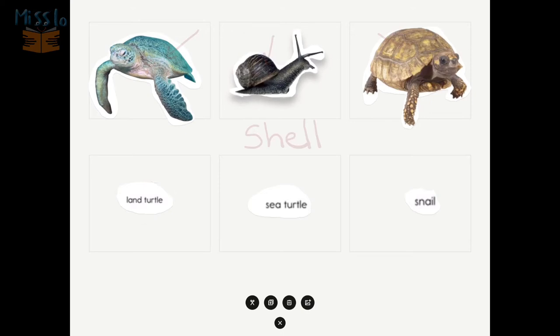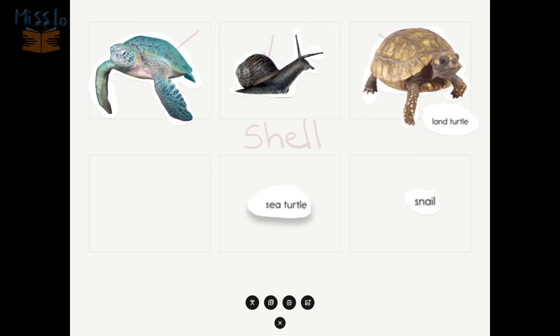Okay, so let's read this word here. What word is that? Let's read it. Land turtle. So which is the land turtle? All right. The land turtle is this one. That's the turtle that walks.